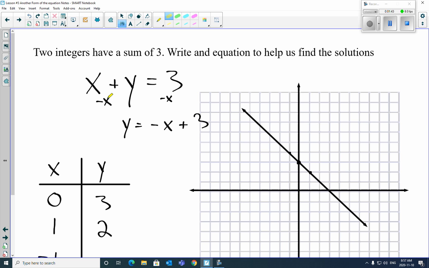So to do that, we're going to move the positive x. So to move the positive x, we subtract x from both sides. Right? So then we end up with y equals negative x plus 3. Now it's in slope-intercept form. So you can either graph it based on that, or if you remember, we can use table of values.